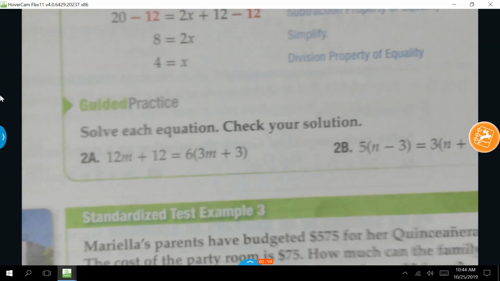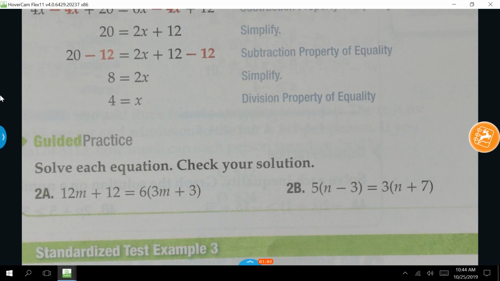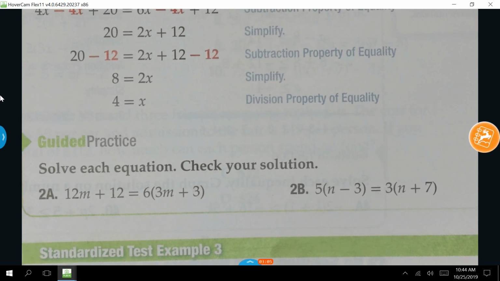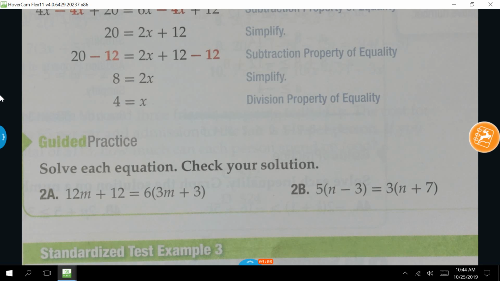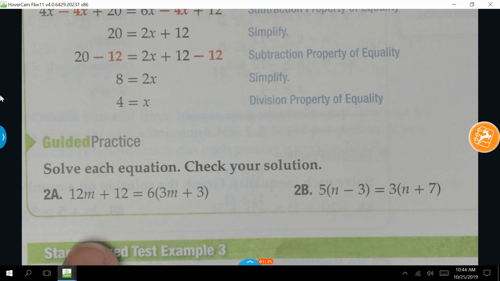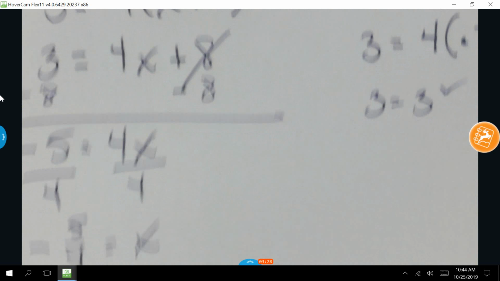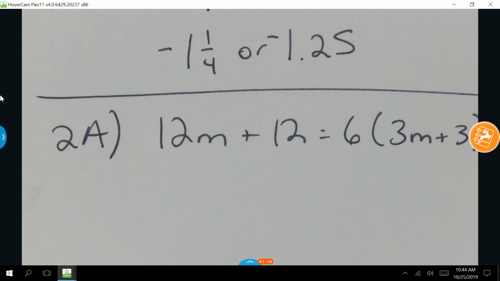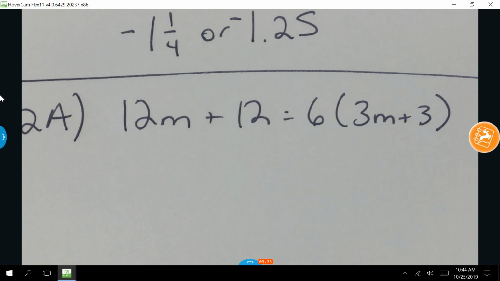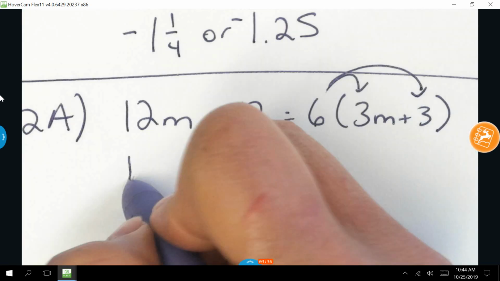Now we are on section 2. This is top half of page 251. So we're going to do 2A and 2B. So 12m plus 12 equals 6 times the quantity of 3m plus 3. Everyone see where we're at? These two. What are we going to do first? Distribute. Thank you. Distribute. Rewrite everything else.